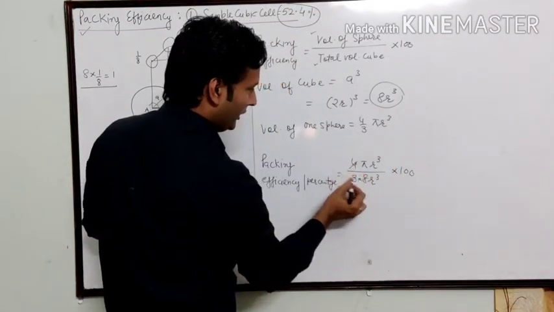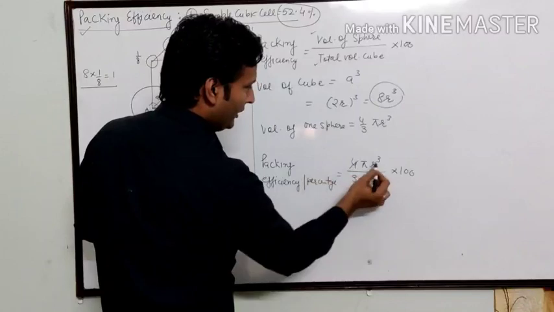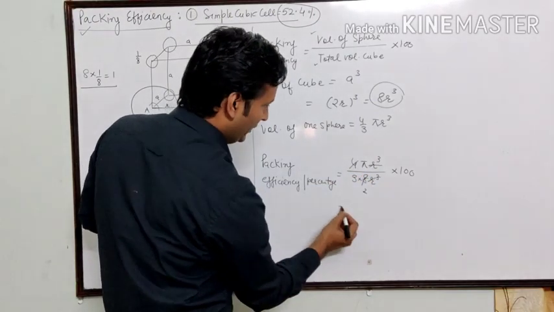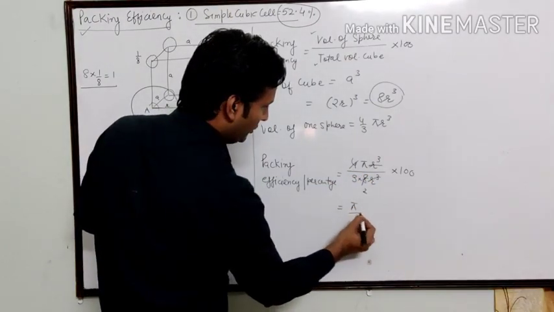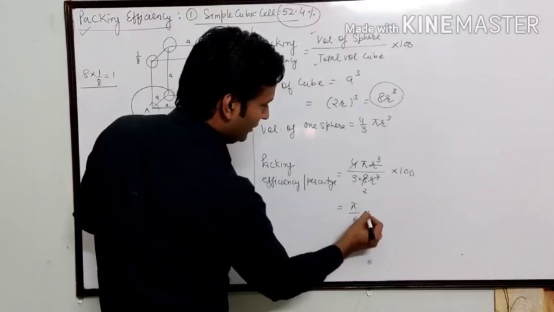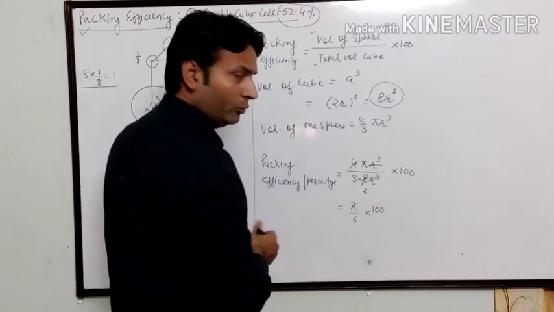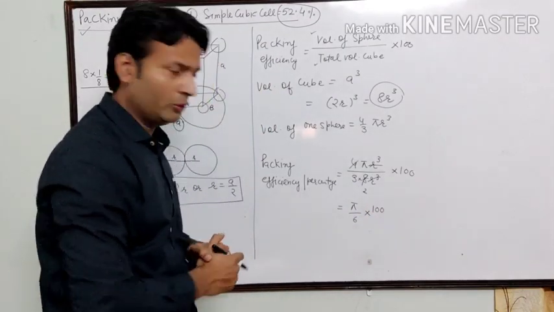Now 4 can be cut by 8. It is 2. And r cube is cut by r cube. Now it is pi upon 6, into 100. As you know, the value of pi is 3.14.